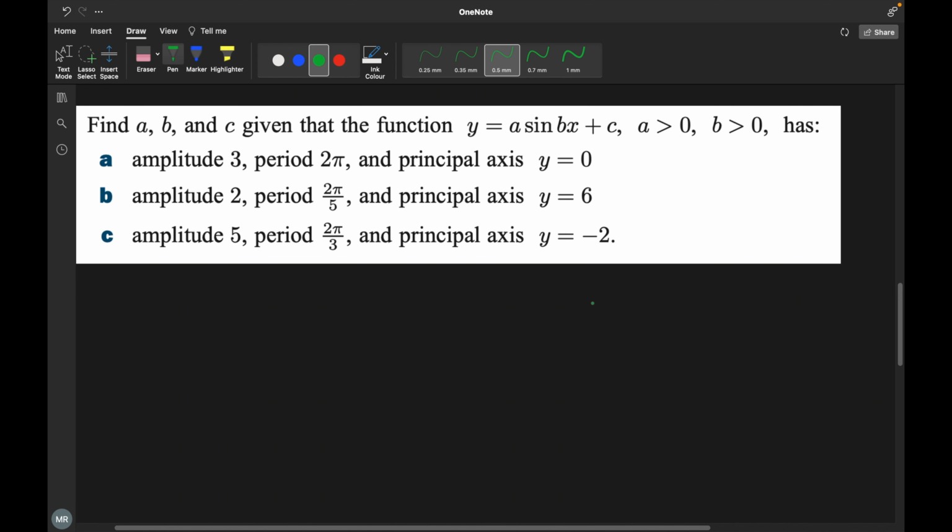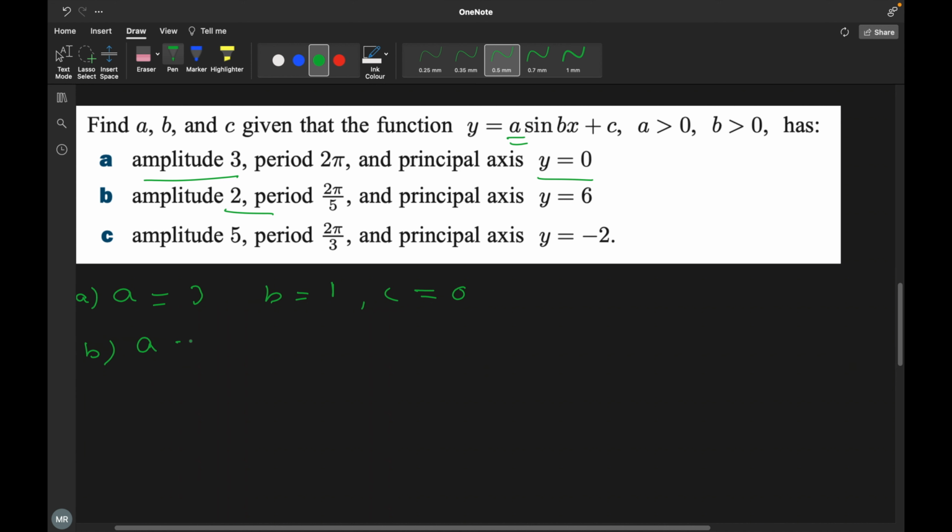So we have to find the values of a, b, and c, given that the function y equals a sine bx plus c, where a is greater than 0, b is greater than 0, and it has an amplitude of 3. We know that a is dependent on the amplitude, so a would be 3 because it's stated here. B would be 1 because 2 pi by 1 is 2 pi. And the principal axis is y equals 0, so c is 0. That's for part A.